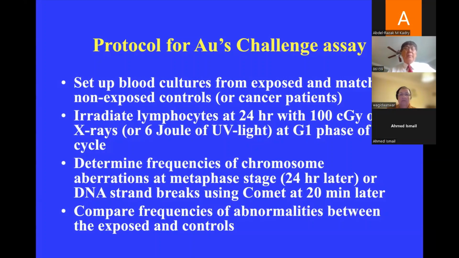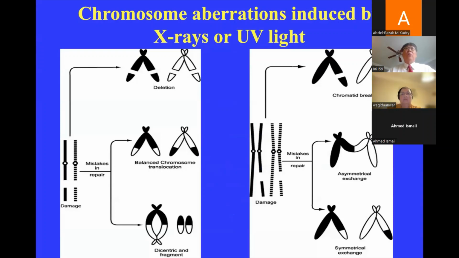So for both of them, we use abnormality to determine whether there is any difference between the exposed and the control individual, or between patient and non-patient, right? Now, there's a protocol. For example, for chromosome, we detect abnormalities such as deletion, balanced translocation, dicentric, or chromatid break, and so on. They are very clearly defined.